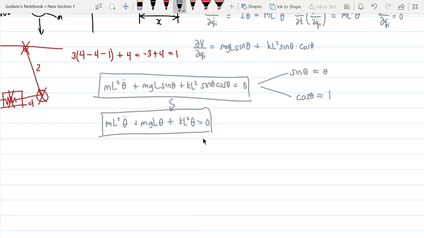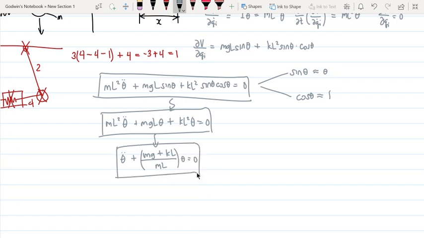And then we can do the approximations. We can do ml squared theta double dot plus mgl theta plus kl squared theta equals 0, since cosine is just 1 and sine is just theta. Okay, so this is getting interesting. We divide ml squared on both sides. We're gonna get theta double dot plus, let's just group these together under 1 theta. Lahat sila merong common factor of L. So we're just gonna say mg plus kl over ml of theta is equal to 0.